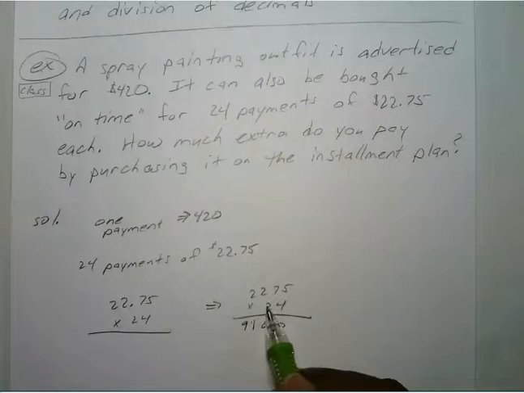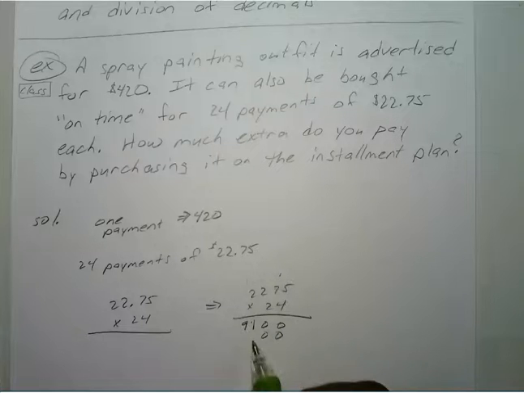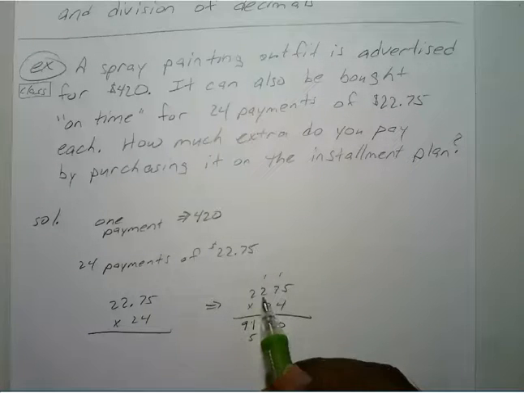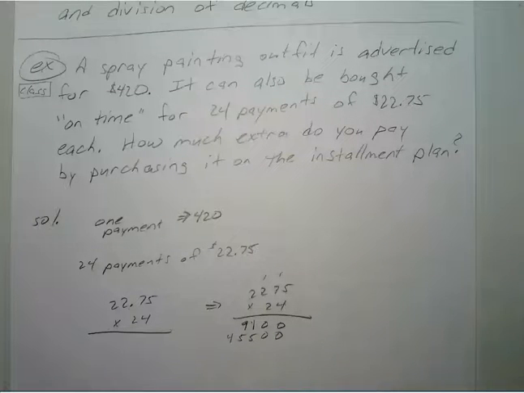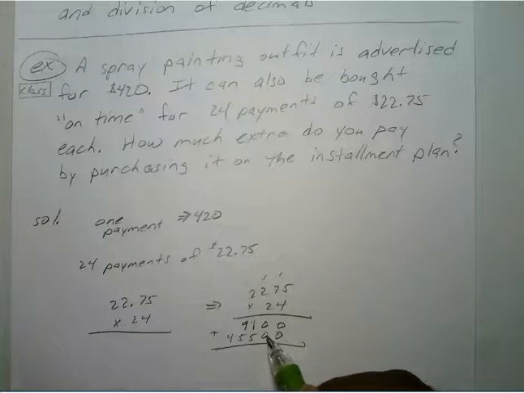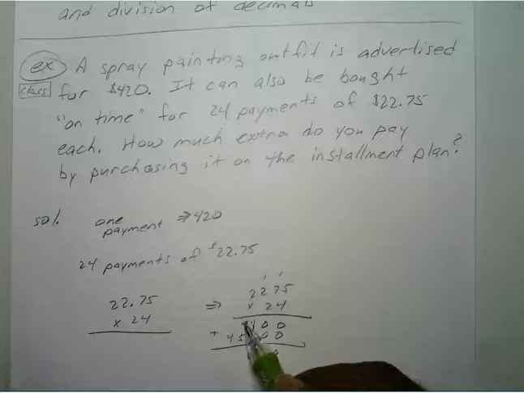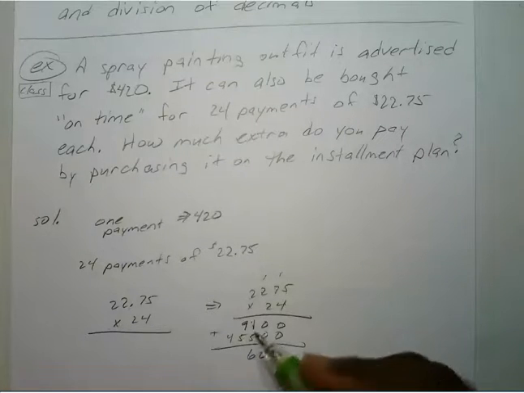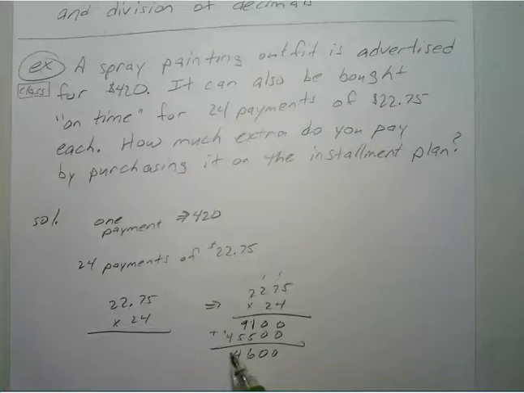Okay, 2 times 5 is 10. 2 times 7 is 14, plus 1 is 15. 2 times 2 is 4, plus 1 is 5. And 2 times 2 is 4. So now we're going to go ahead and add those together. 0 plus 0, and that's 0 plus 0. 1 plus 5. 9 plus 5 is 14. And 4 plus 1 is 5.